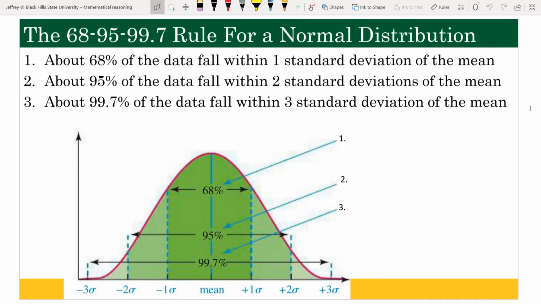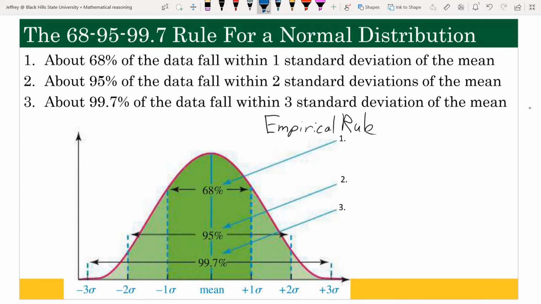All right, so we have our normal distribution, but what does that really tell us? Well, this tells us that we can actually figure out what percentages lie within a certain distance of the mean. And by percentages, I'm referring to the percent of our data set. So we have the 68, 95, 99.7 rule for a normal distribution. Oftentimes, this is also called the empirical rule.